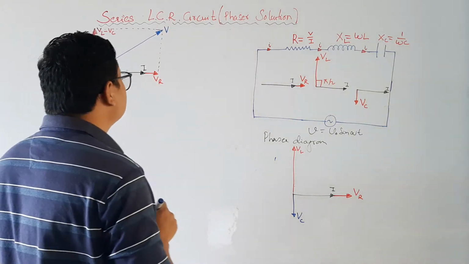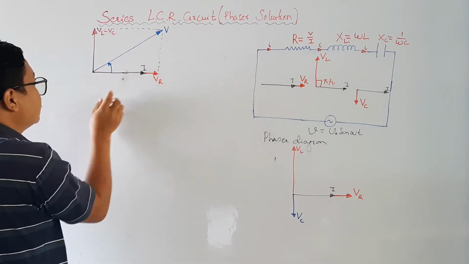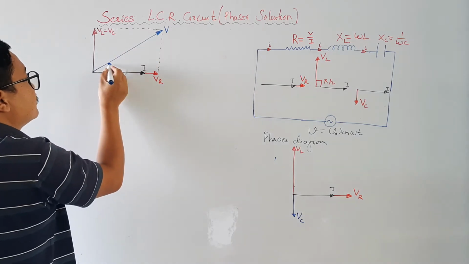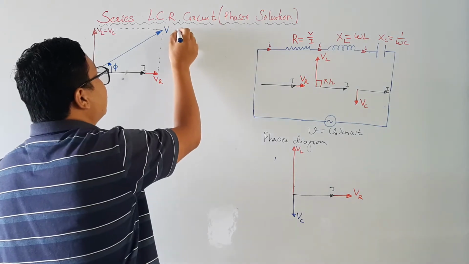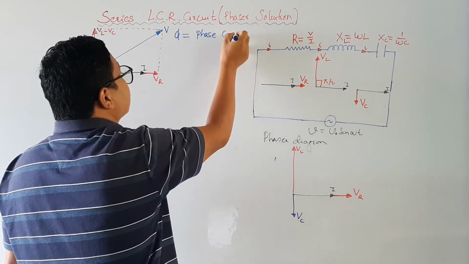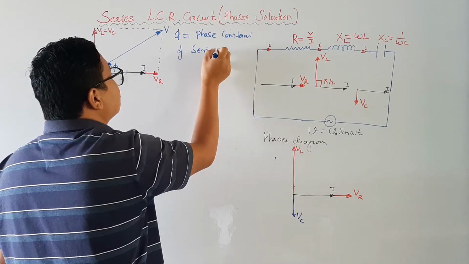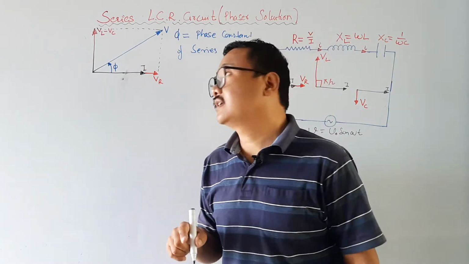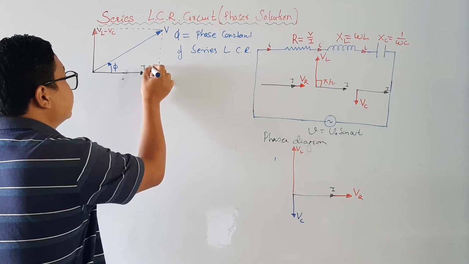That is the total voltage, and this V is making some angle with the current I, isn't it? So this is the current I, and this is the net voltage making a certain angle. Let me write this as phi, where phi is the phase constant of series LCR, which we are going to study in a couple of times. So this is done. Now this is a right angle triangle. Can you see it?